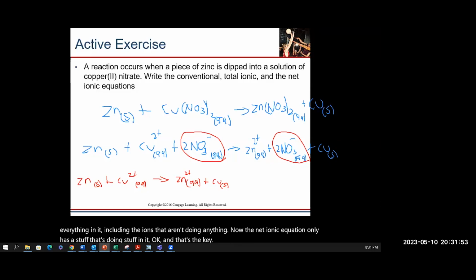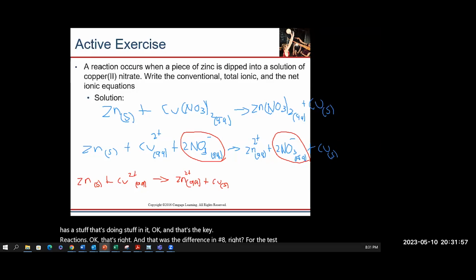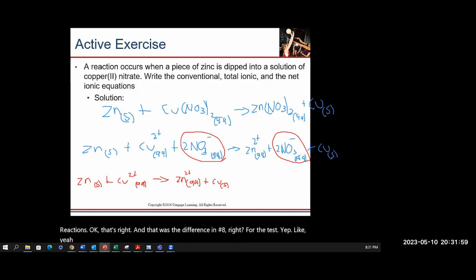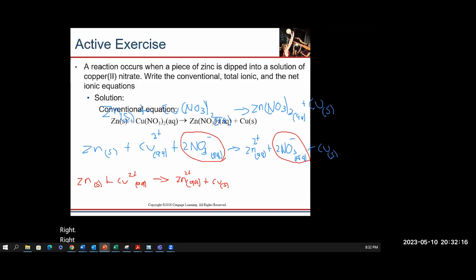That was the difference in number 8 for the test, right? Because if you think about it, all of those ions are still there, so they have the possibility of interacting as soon as you add something that they can actually interact with. But the key is to get something that they interact with. That's the secret sauce there.